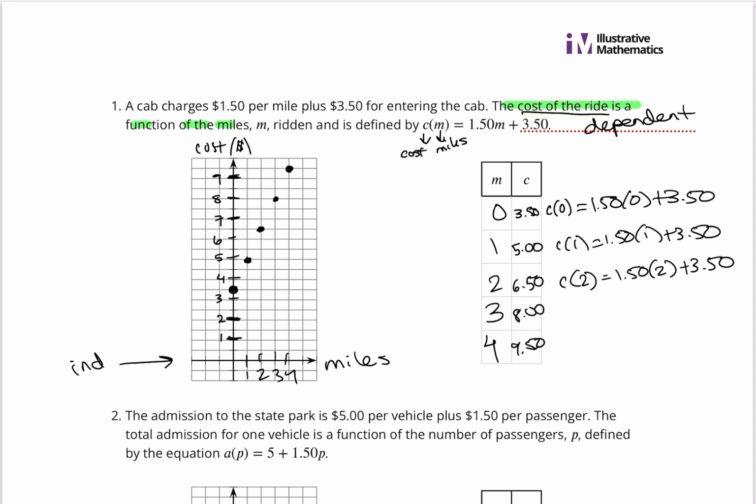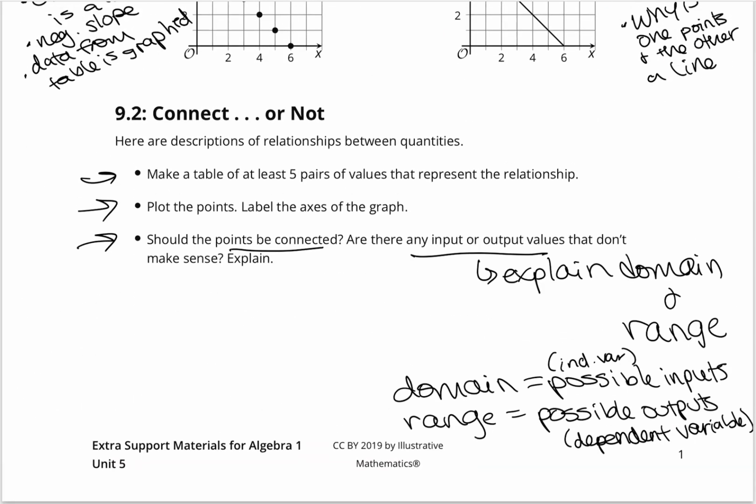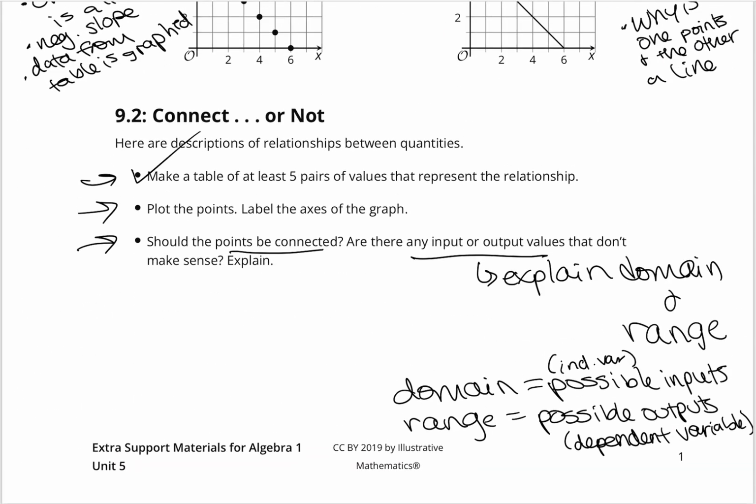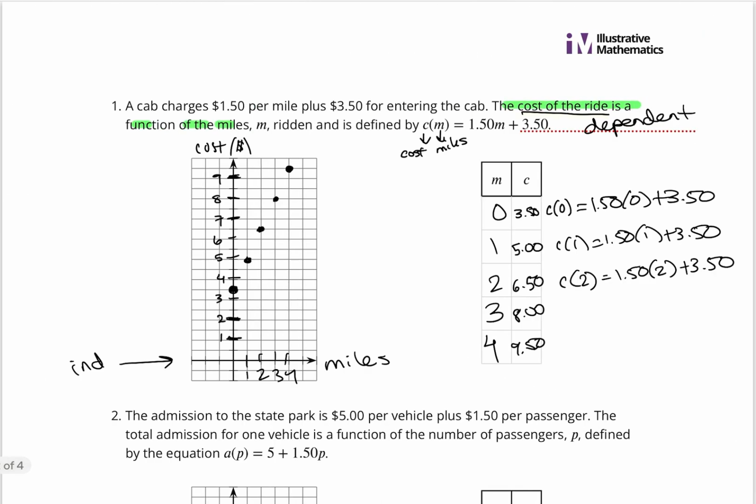Now I have to do the third part. So we made a table of at least 5 pairs of values. We plotted the points and labeled the graph. Now we need to answer, should the points be connected? And are there any input or output values that don't make sense? So when you're considering if the points should be connected, you need to consider your independent variable and think about, would it make sense for my independent variable, my x-axis, to have all continuous numbers or just whole numbers? So should I be connecting these points or not?